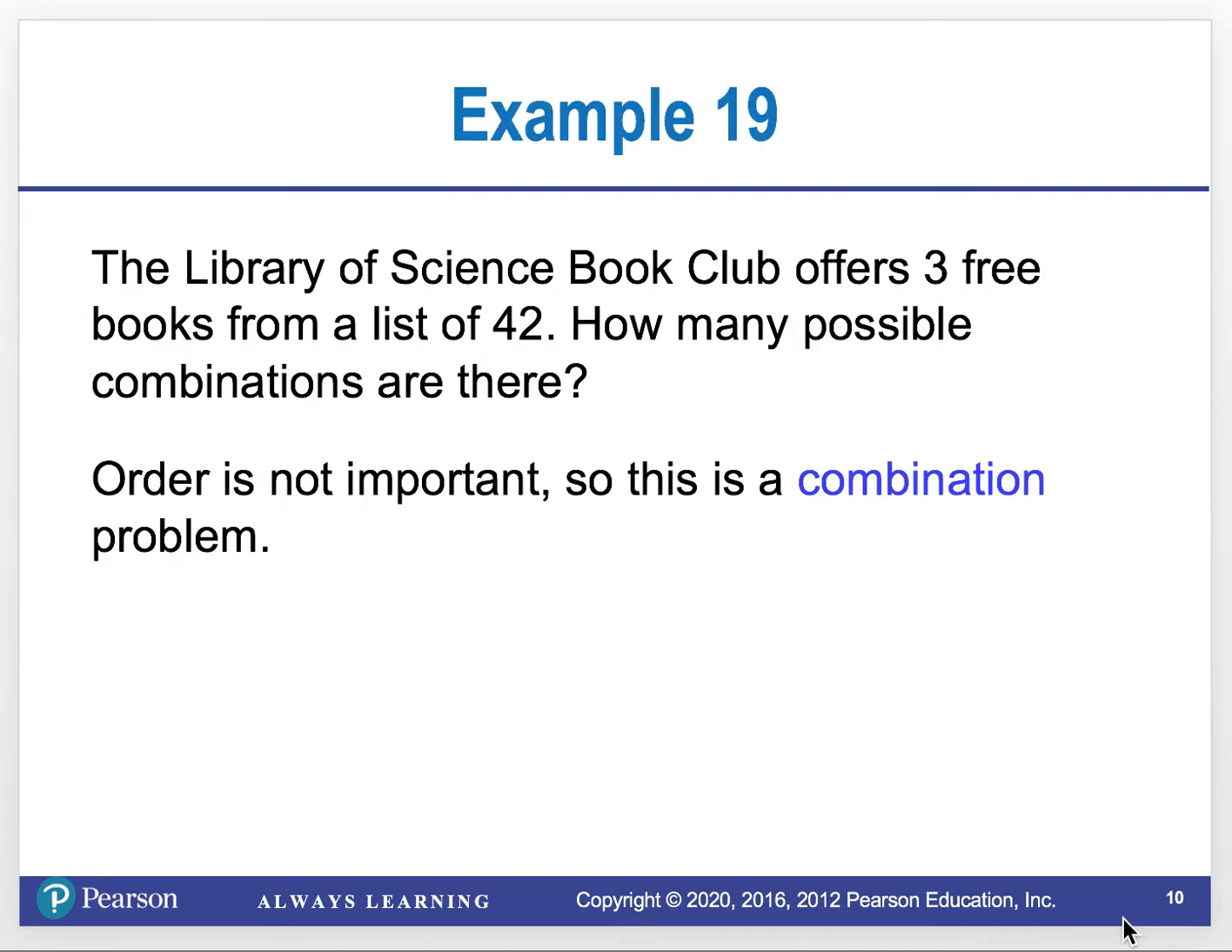Okay. So the Library of Science Book Club offers 3 free books from a list of 42. How many possible combinations are there? And look, this actually used the word combination, right? But what I need to think of is, is the order important? If it's not important, and think of this, your 3 free books.